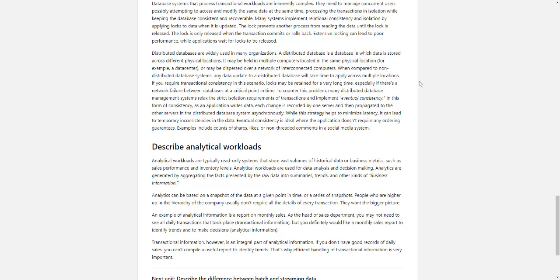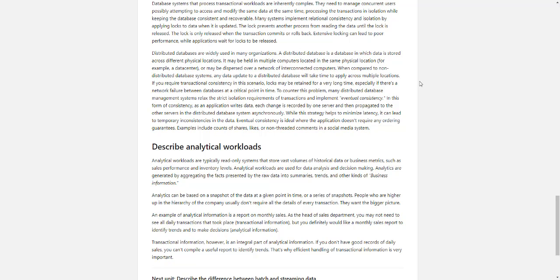Distributed databases are widely used in many organizations. A distributed database is a database in which data is stored across different physical locations. It may be held in multiple computers located in the same physical location, for example a data center, or may be dispersed over a network of interconnected computers. When compared to non-distributed database systems, any data update to a distributed database will take time to apply across multiple locations. If you require transactional consistency in this scenario, locks may be retained for a very long time, especially if there's a network failure between databases at a critical point in time.